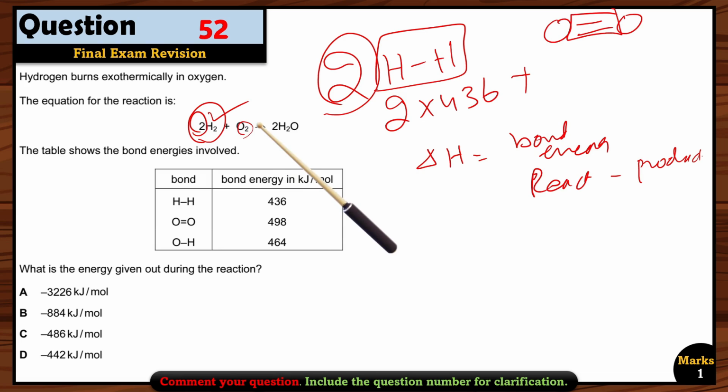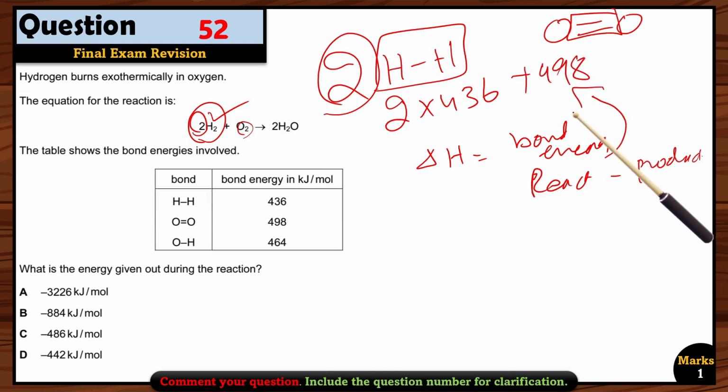No, you have just 1 double bond of oxygen, that is 498. So this is the bond energy of the reaction. You have to calculate this one. And how you can calculate for the product is simple.